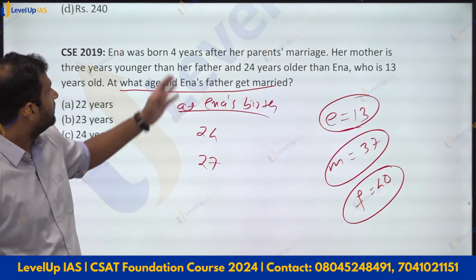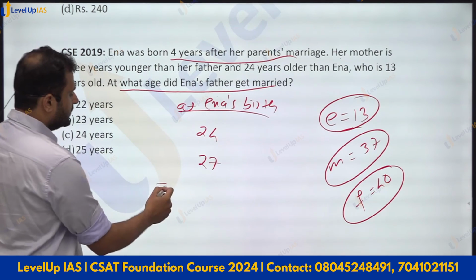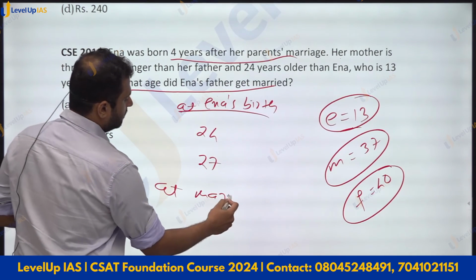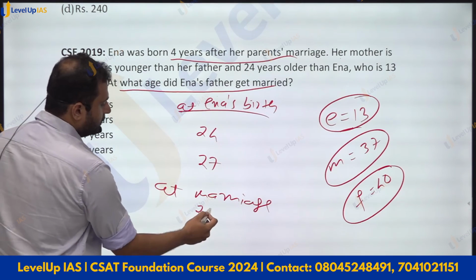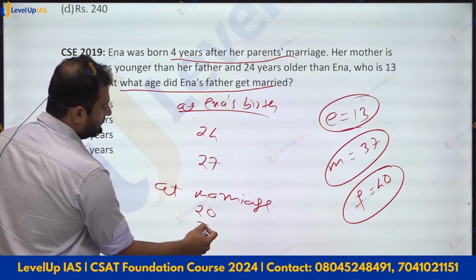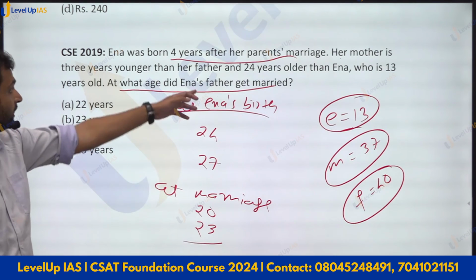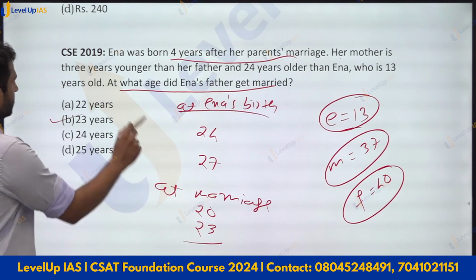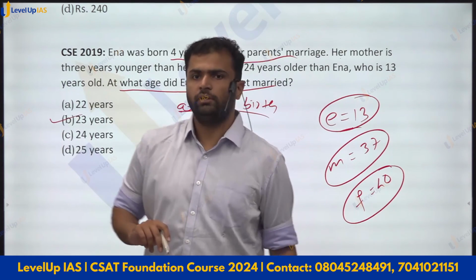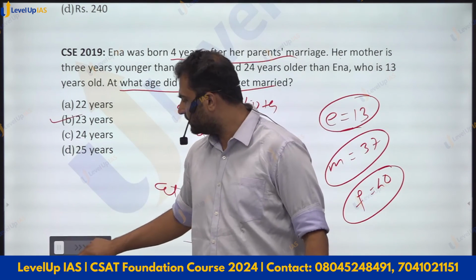But she was born 4 years after the parents' marriage. So at the time of marriage, that is 4 years before she was born, mother was 20 and father was 23. So at these ages they got married. The question is, at what age did her father get married? So the answer is at the age of 23. That is quite young, but anyway, for the purposes of this question, that is the answer.